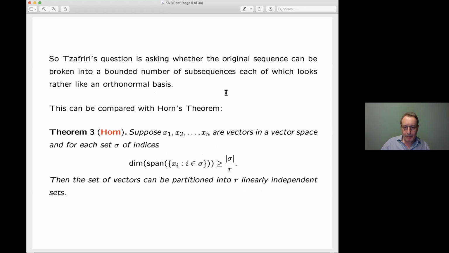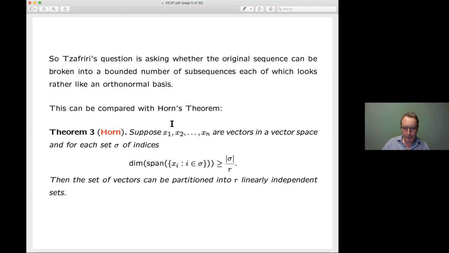But before that, I want to somehow connect Tzafriri's question with some things that existed quite a long time before. There's a lovely theorem of Horn, which you might not all know, and if you don't, it's certainly worth looking up and finding a proof of. And Horn's theorem says the following: suppose you've got vectors in a vector space. So I'm no longer talking about a normed space. It's purely an algebraic question. So I have a finite number of vectors in a vector space.